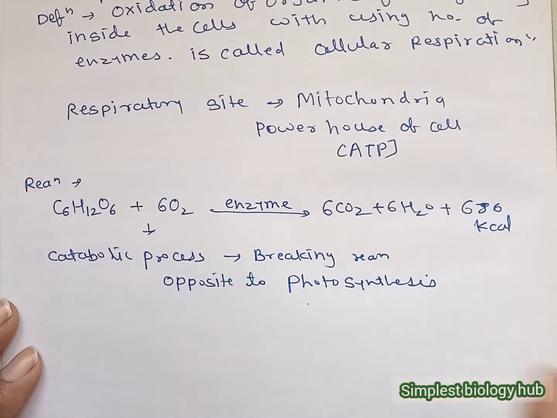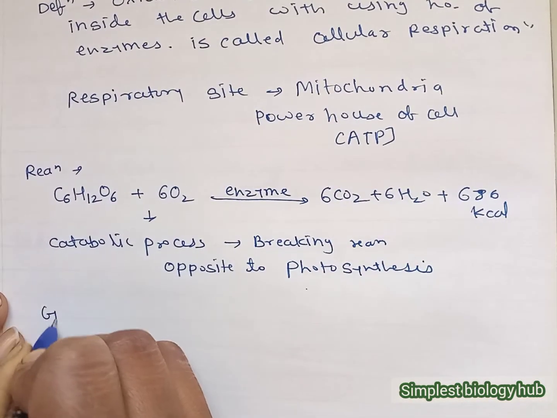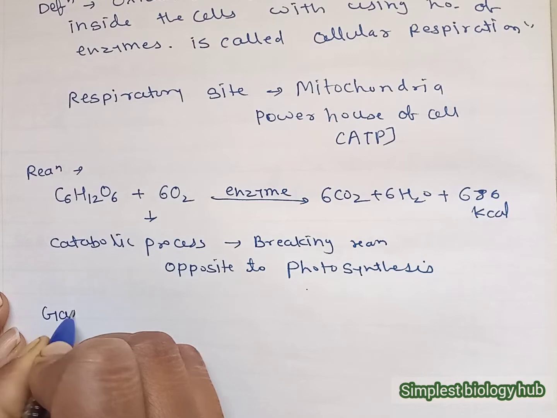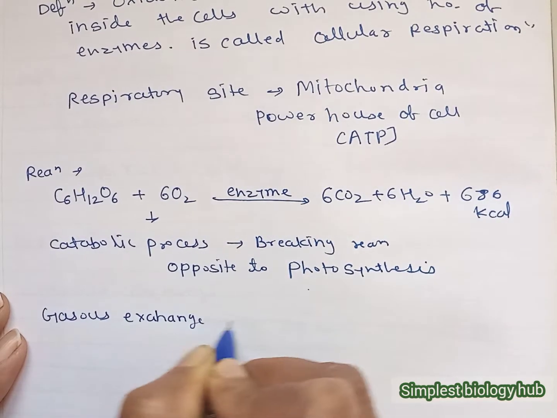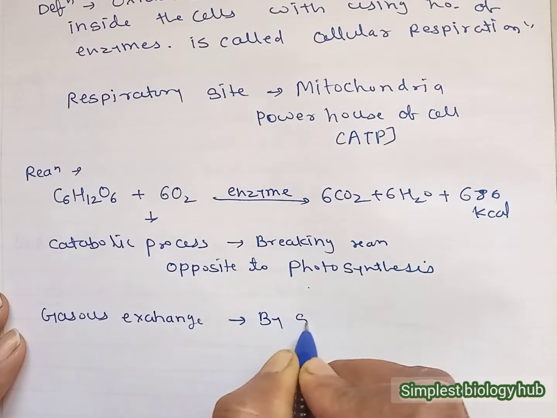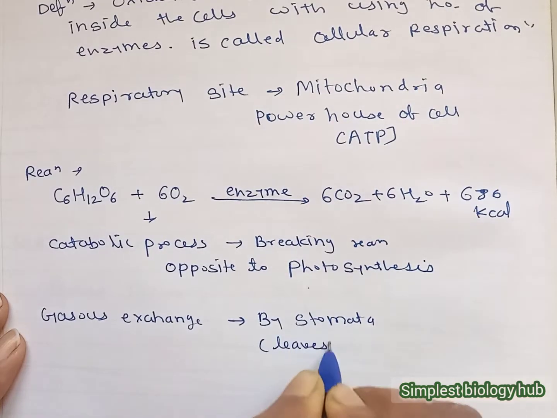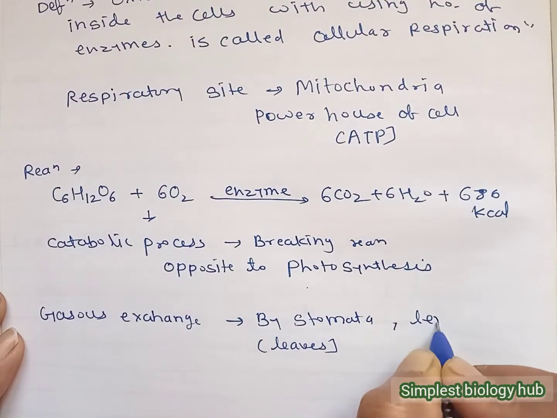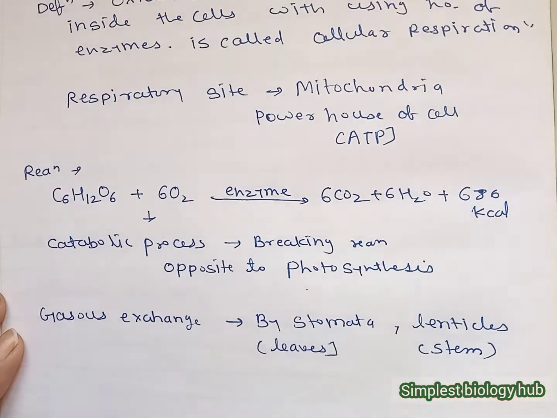When we talk about where the actual gaseous exchange takes place in plants, gaseous exchange actually takes place by two parts: stomata, which are present on the leaf surface, and lenticels, which are present on the stem surface. These two pores are responsible for the gaseous exchange.